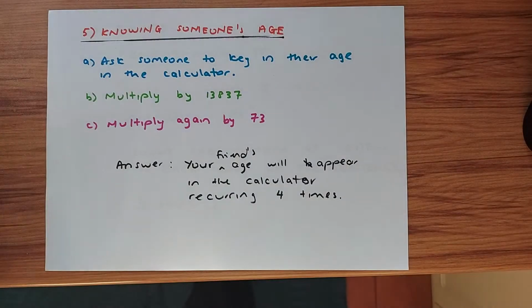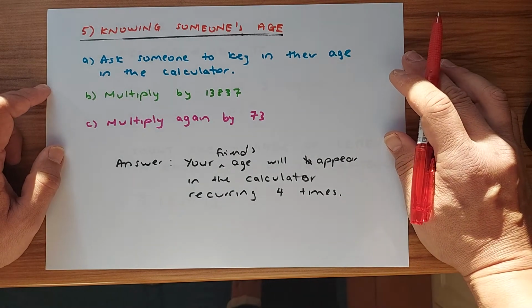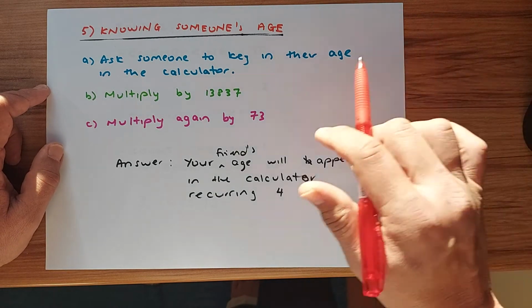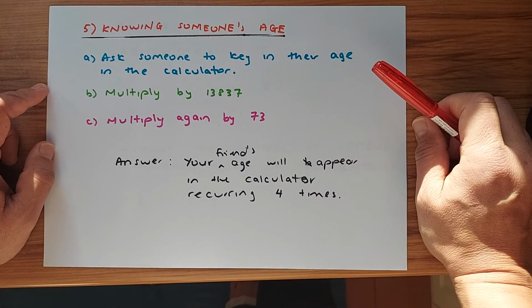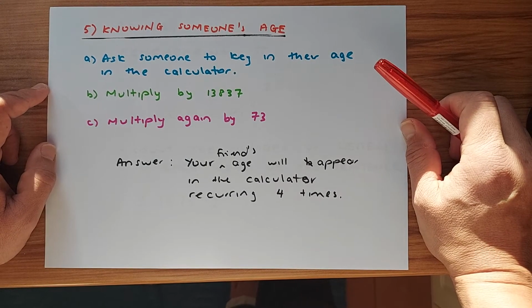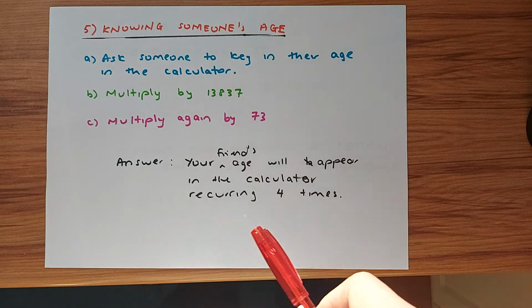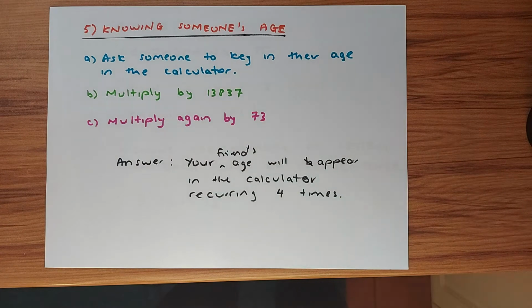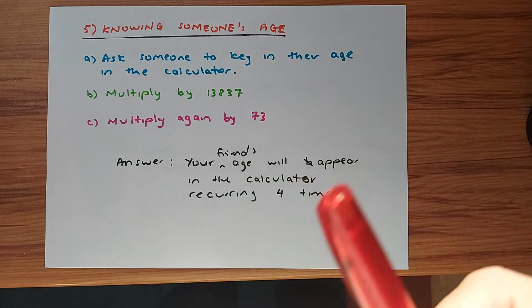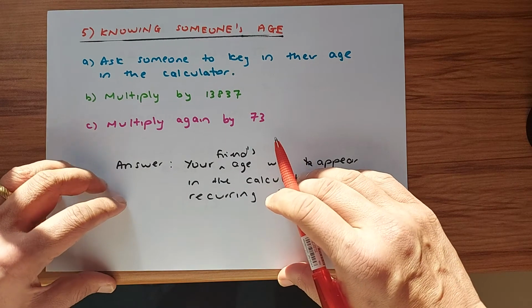And last but not least, we are going to look at trick number 5. This is a very simple trick. If you want to know someone's age, ask them to key in their age in their calculator. Got it so far? Then you ask them to multiply by 13,837. Then the last step, multiply again by 73, and your friend's age will appear recurring four times. If it is 53, it's 53, 53, 53, 53. If it is 14, it's 14, 14, 14, 14, and it will occur four times. And that is amazing trick number 5. Amazing so far, isn't it?